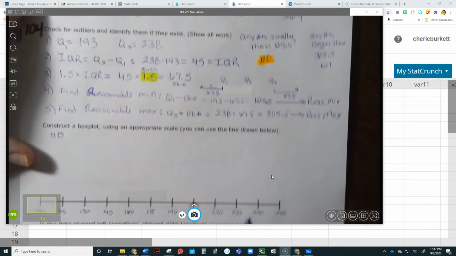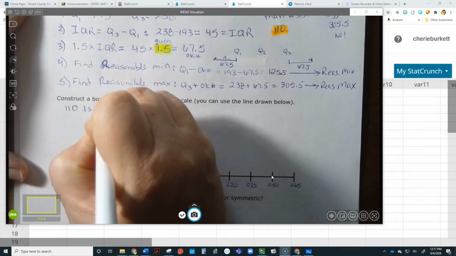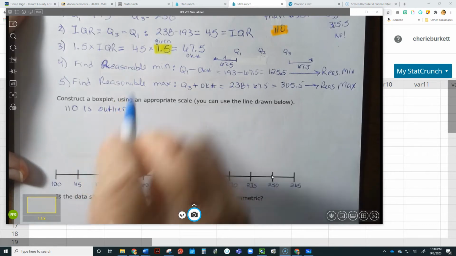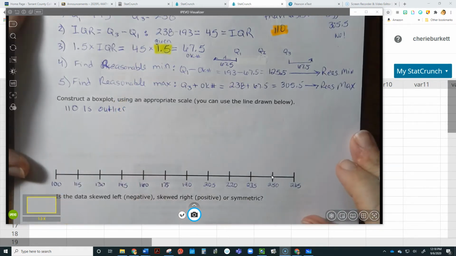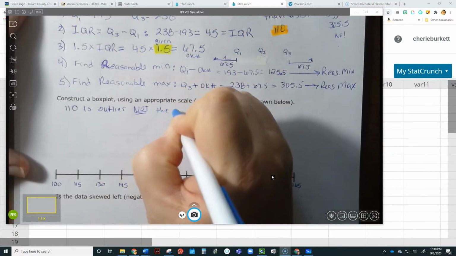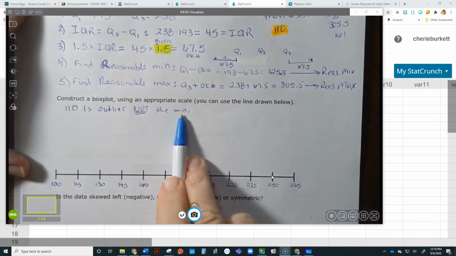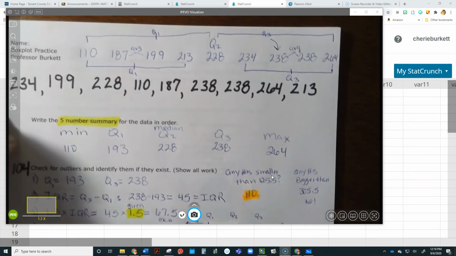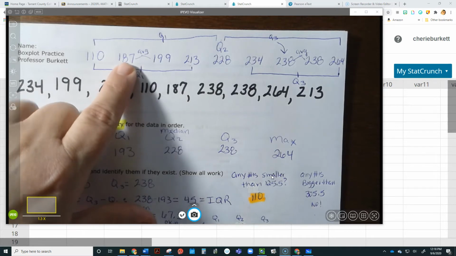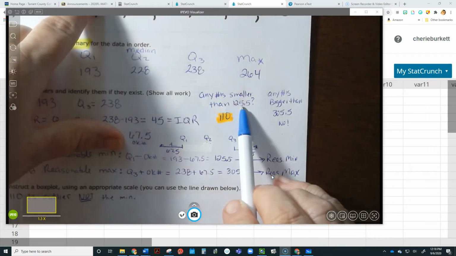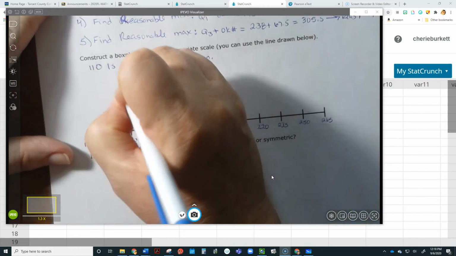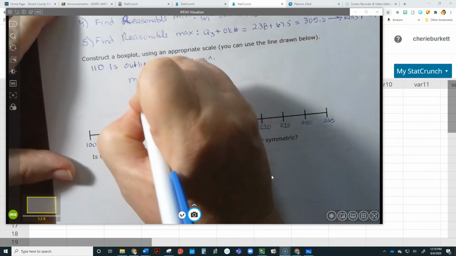Now what that means is that 110 is the outlier, and since it's the outlier, it cannot be the minimum. It's the outlier, not the minimum. And since it cannot be the minimum, we have to now award the new lowest number the minimum. Then we want to make sure that 187 is not smaller than 125.5, and it's not. So we can use 187 as the new minimum.